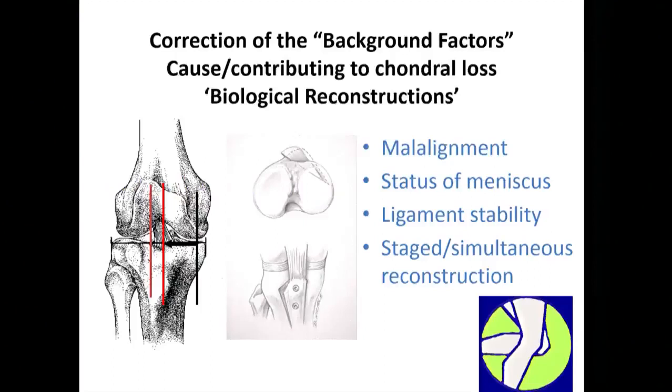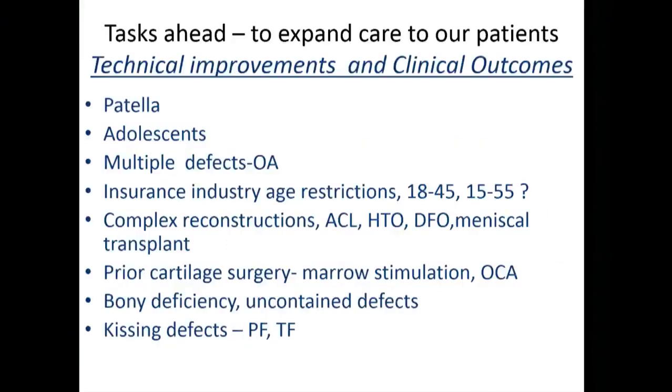Correction of background factors, what Wayne talked about earlier today and I alluded to before, as did Lars. You really need to pick up carefully the cause of the cartilage defect. They don't just happen. Something has happened such that the knee is breaking down: malalignment, status of the meniscus, the ligament stability of the joint. And our preference is to do a biologic reconstruction by doing all the background factors and the cartilage work at the same time, whatever technique of cartilage, the background factors are addressed.